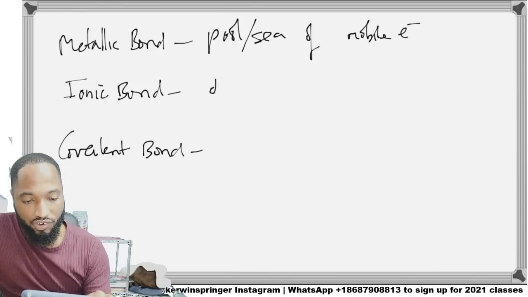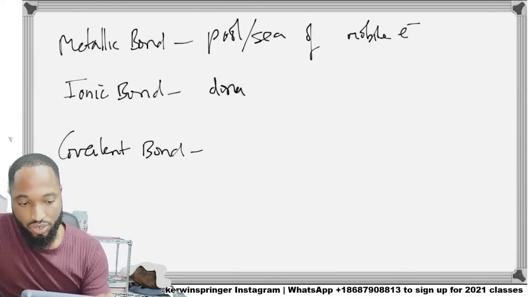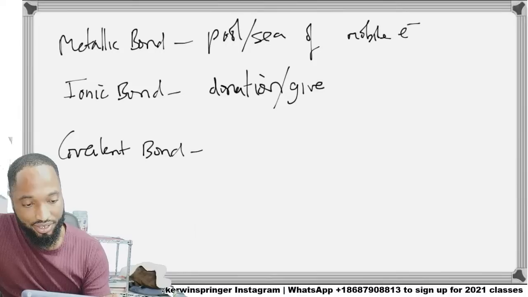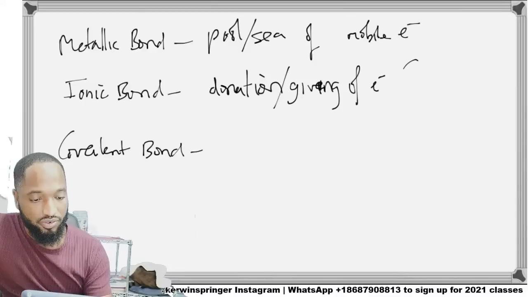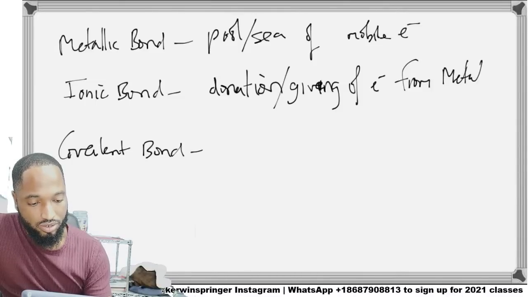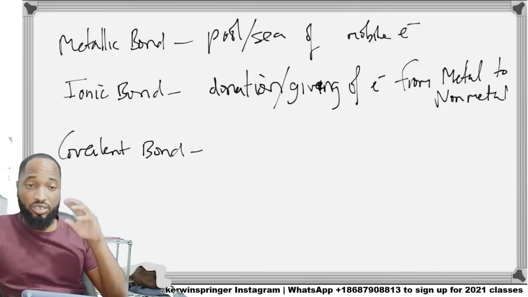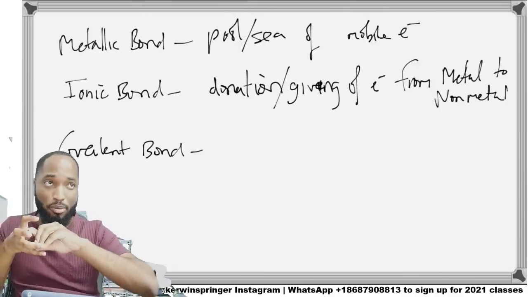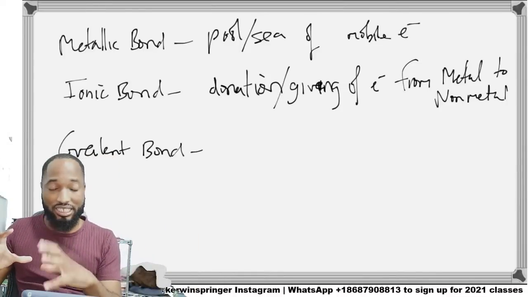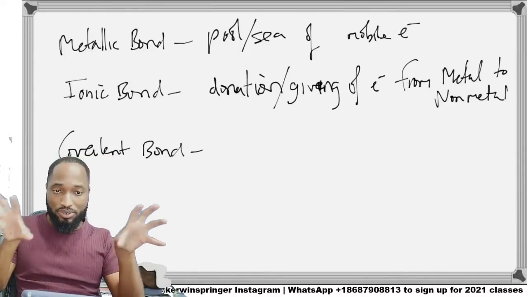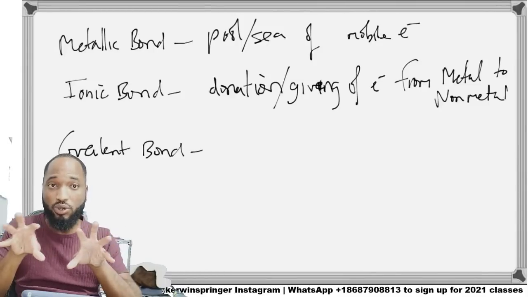For ionic bond, you're looking for donate. Actually, this is the one that will be asking donation or giving of electrons from metal to non-metal. Very important. So donation or giving. So in ionic bonds, remember, they give the electrons. They become charged, and there is an electrostatic force keeping them together.